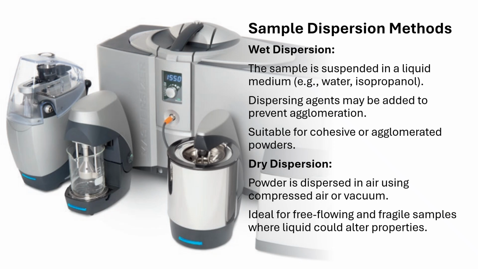Next one is the dry dispersion. Powder is dispersed in air using compressed air or vacuum, which is ideal for free-flowing and fragile samples where liquid could alter properties. Dry dispersion avoids liquids altogether and is essential for moisture-sensitive, fragile or free-flowing powders, right? Compressed air or vacuum systems break apart powder clumps and carry them into the measurement zone without altering the sample's properties. So these are the two methods we use for the particle size analyzer.